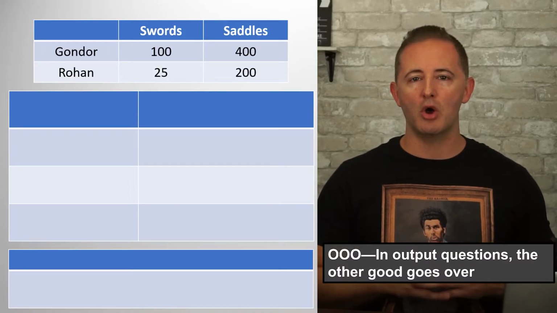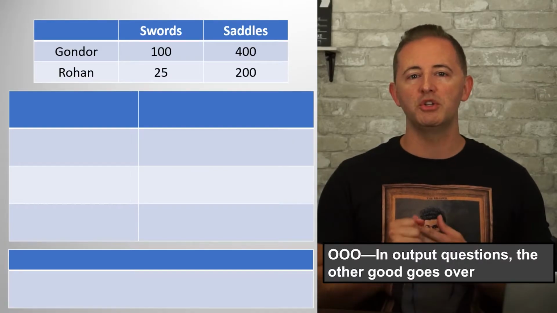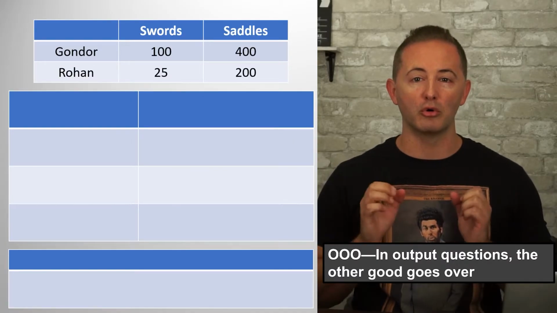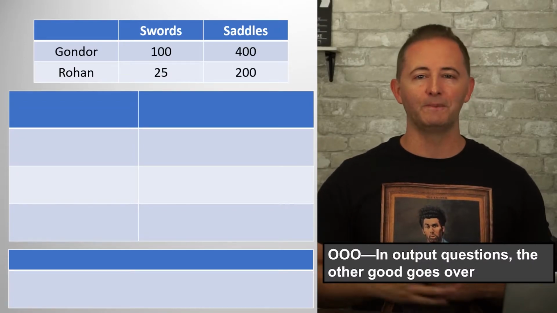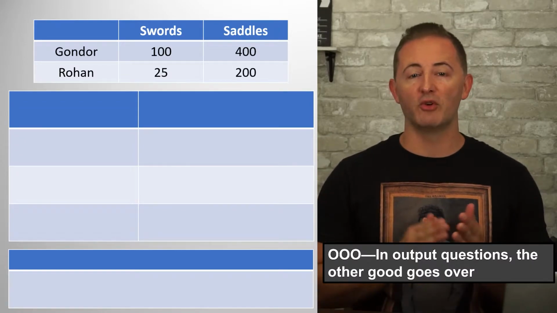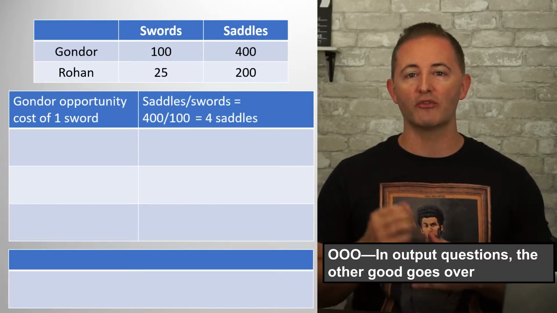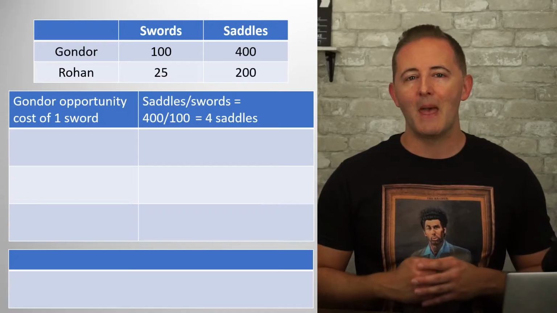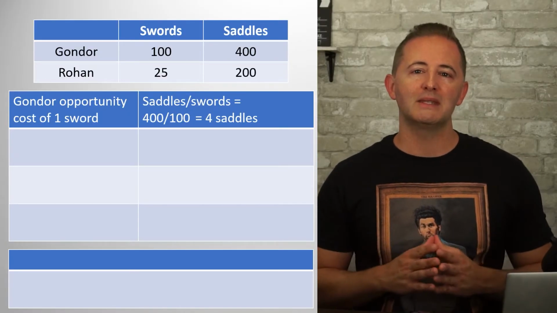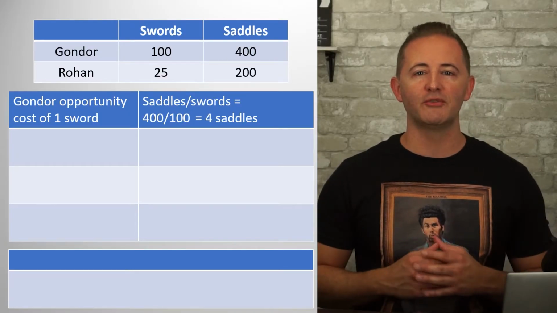Because this is an output question, when you're setting up your ratio, I want you to remember the acronym OOO, or OO. In output questions, the other good goes over. Since we're solving for the opportunity cost of one sword, it'll be saddles over swords, or 400 over 100. Simplify, and we arrive at 4 saddles. That means that for every one sword Gondor makes, it's giving up the opportunity to produce 4 saddles.